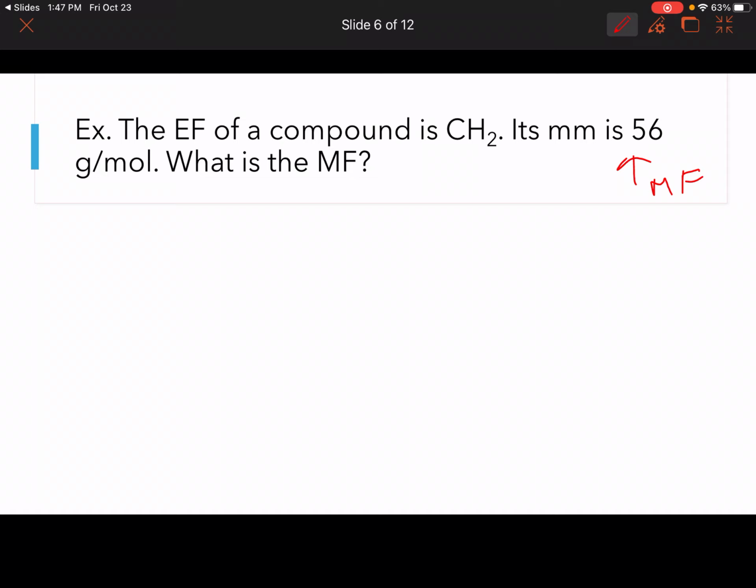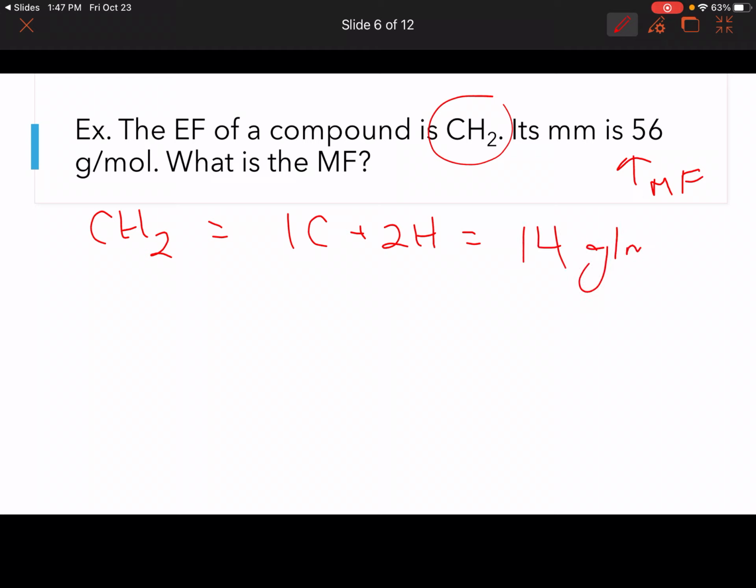So what you can do is say, well, let's look at CH2. If I look at CH2 and I add those up, I've got 1 carbon, 2 hydrogens, so I end up with a mass of 14 grams per mole. The molar mass is 56. So if I divide the molecular formula mass by the empirical formula mass, 56 divided by 14, you get an answer of 4.